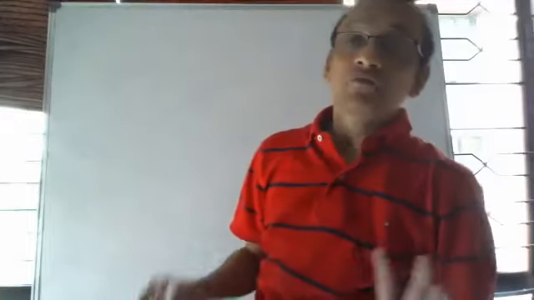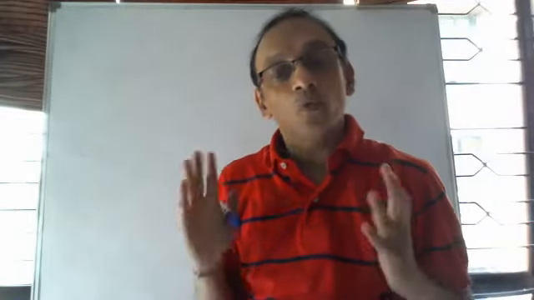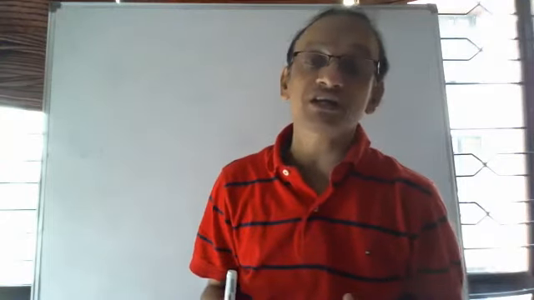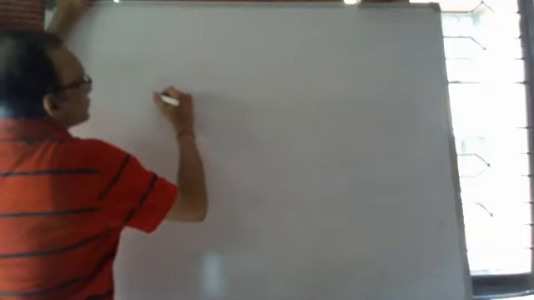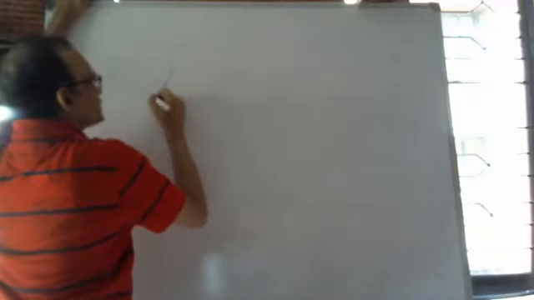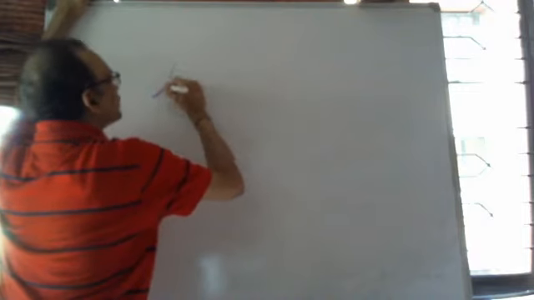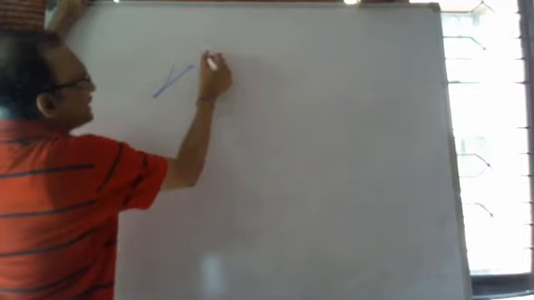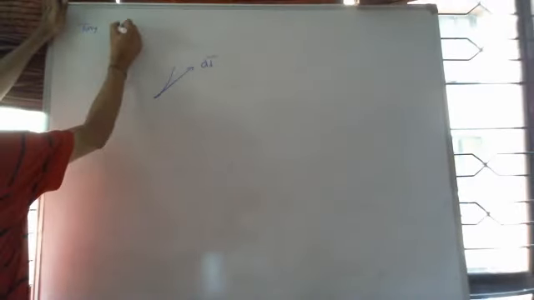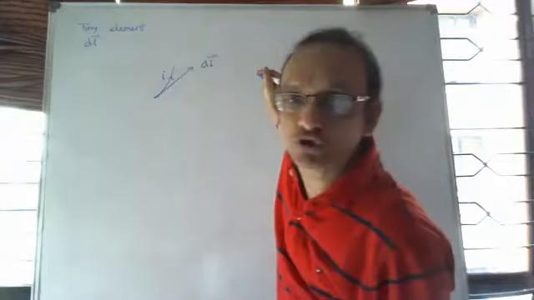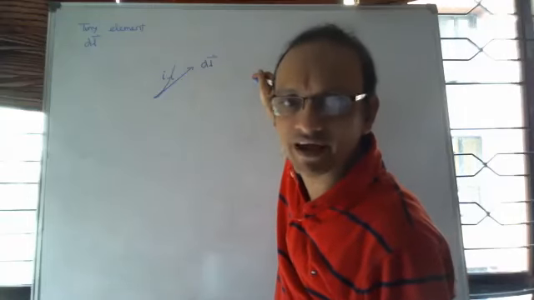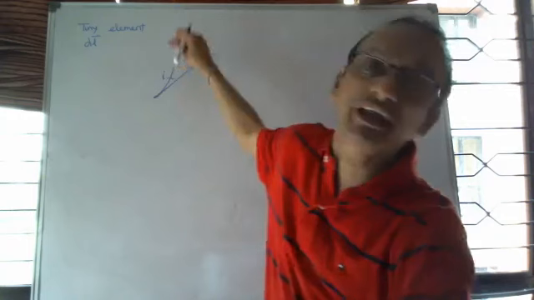So now, we'll first look at what kinds of magnetic fields are produced by different current carrying wires. First of all, what we need to know is if there is a tiny, infinitesimally small current carrying element, designated by DL. DL is always along the tangent to the wire.